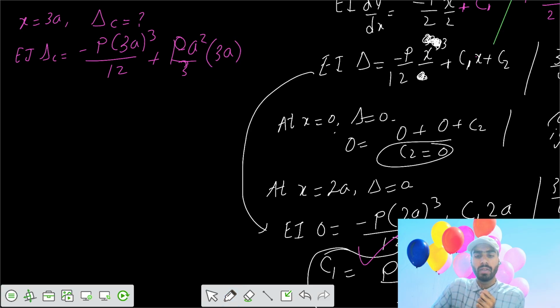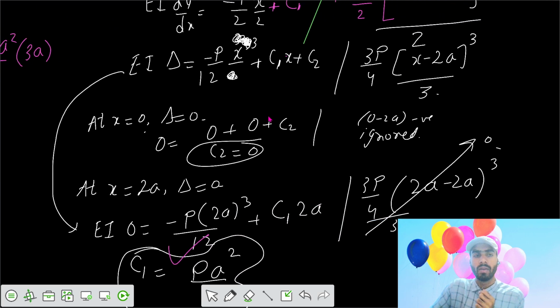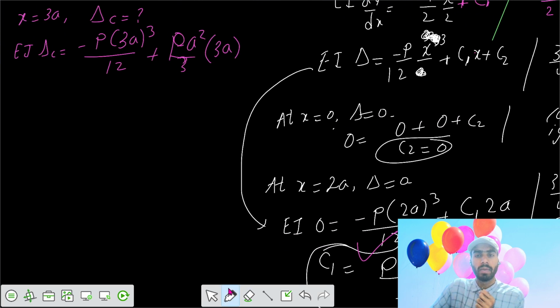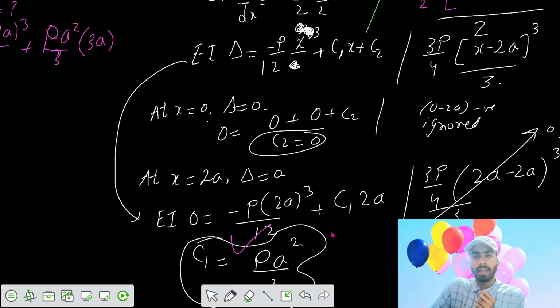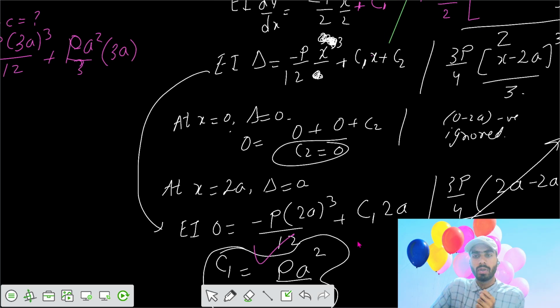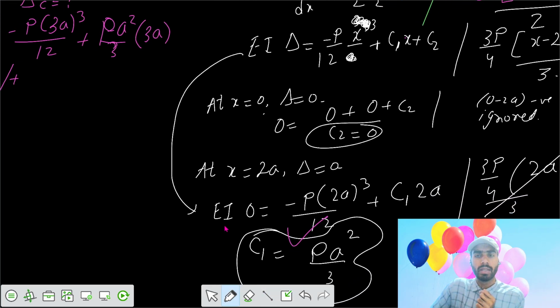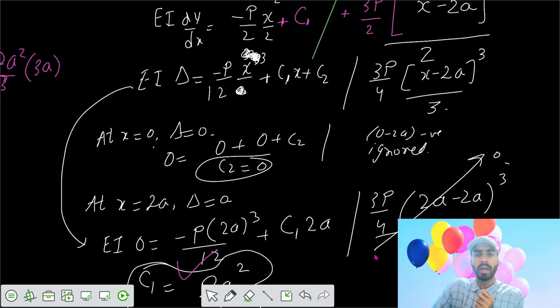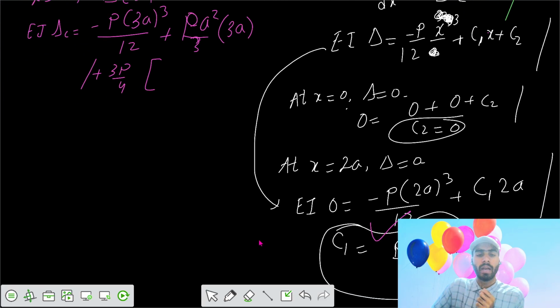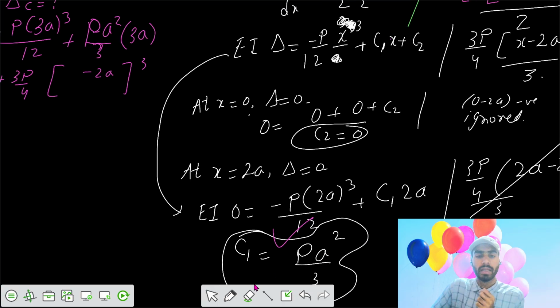Then after that we have to see whether the term is valid. Let's say we apply oblique also. Then after that we apply plus, the sign was 3P by 4. So we can write 3P by 4. For the value of x, we have to substitute x equals 3a minus 2a, divided by 3. So here we have to apply x equals 3a.